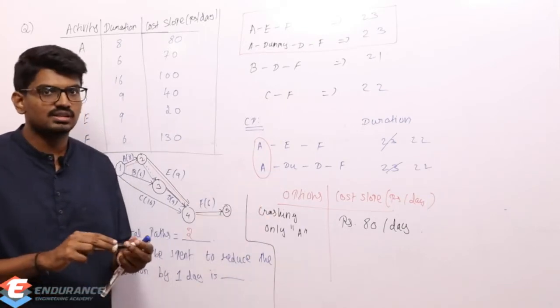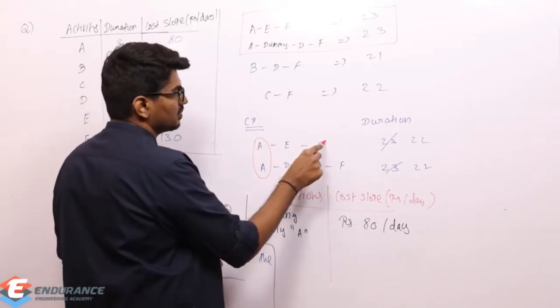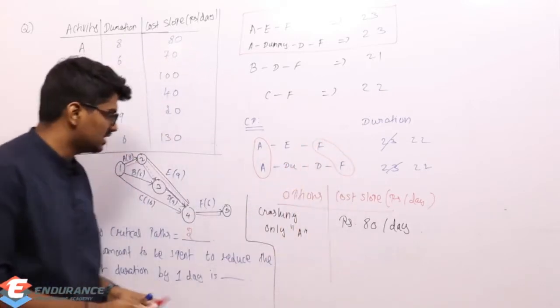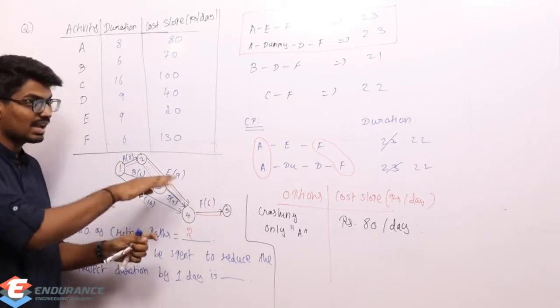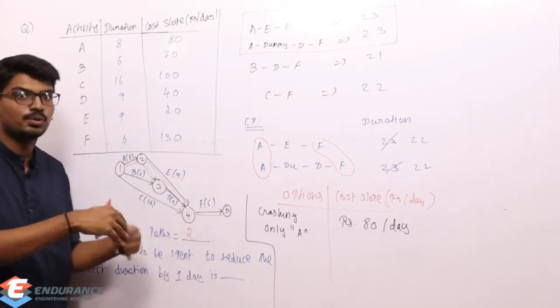Now what about the next option? F is also common, right? If I crash F by 1 day, simply if this 6 is reduced to 5, now I'm not crashing A. I'm checking all the different options, different possibilities.